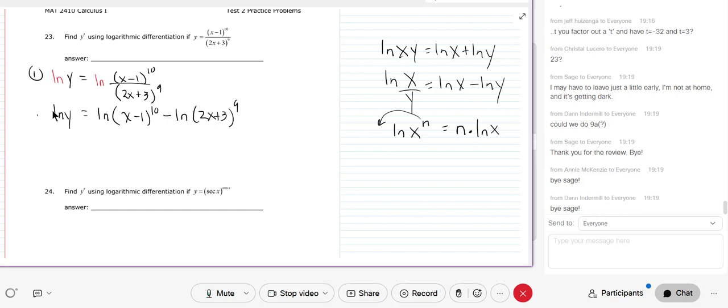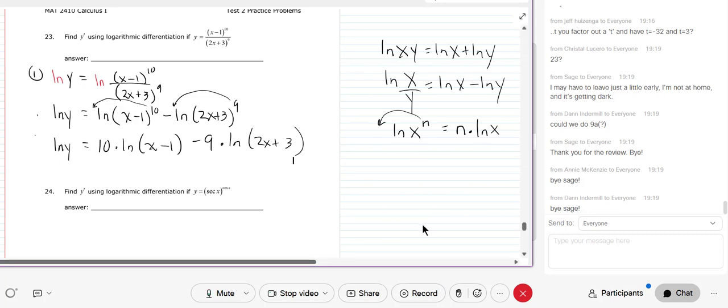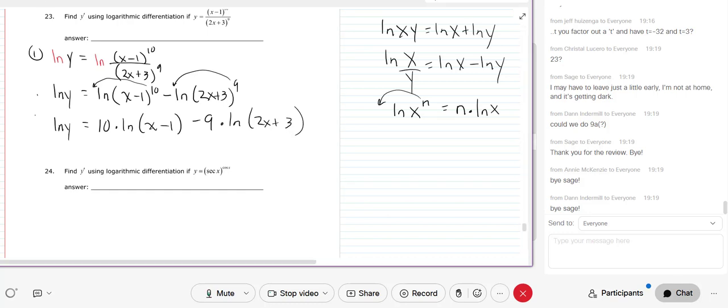So the other thing I'm going to do is bring this down. I haven't even done the calculus yet. I'm just working with properties of logarithms. So I have ln y is equal to 10 times ln of x minus 1, minus 9 times ln of 2x plus 3, like that. So that's step one when you're doing logarithmic differentiation, is to apply your logarithm rules.